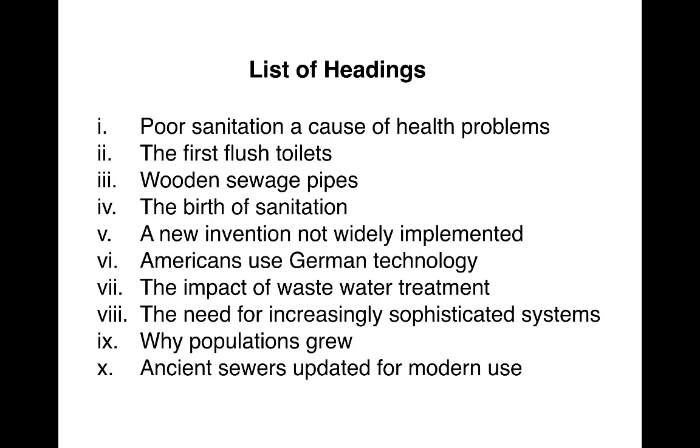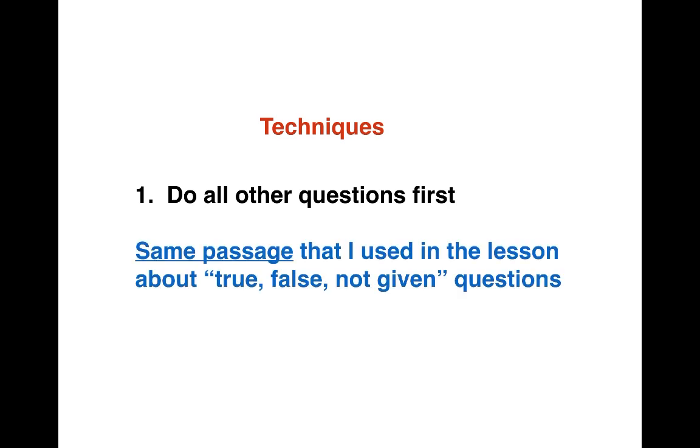The first thing you'll see on the test is the list of headings. Here are the headings. We're not going to go through them yet. Jump over that and go to the title of the passage, which is the development of sanitation systems. And then if you remember the techniques I've suggested, the first thing you would do is do all other questions first. Now on the worksheet there aren't any other questions. I've only given you the paragraph headings questions. But you might have noticed that this is the same passage that I used in the lesson about true, false, not given questions.